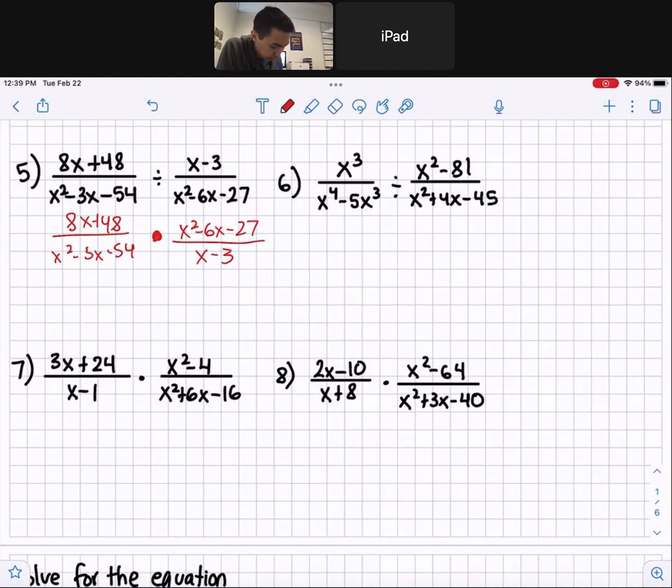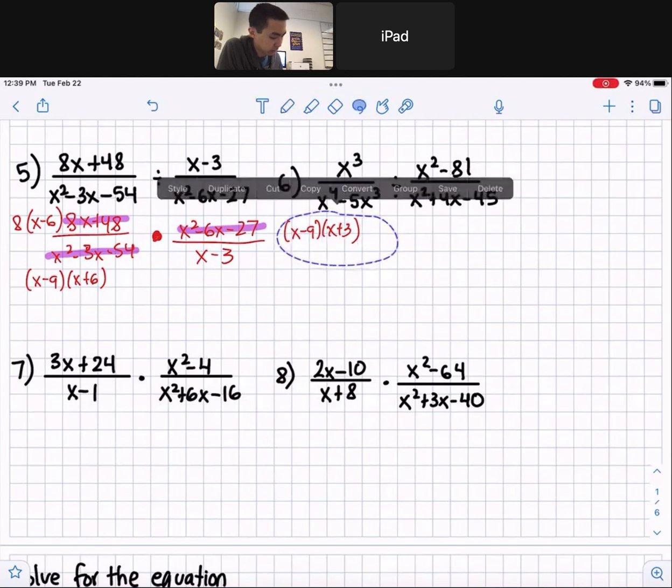Now, what we have to do now is factor everything. So we can factor this by factoring out an 8, so we get x minus 6. We can factor this, which is x method, so it'd be x minus 9 times x plus 6. And we can factor this as x minus 9 times x plus 3. And basically, when you look at all this stuff, right?